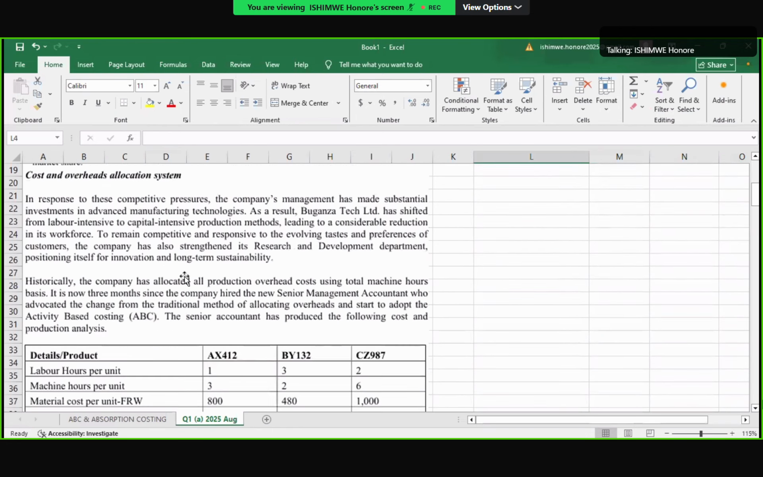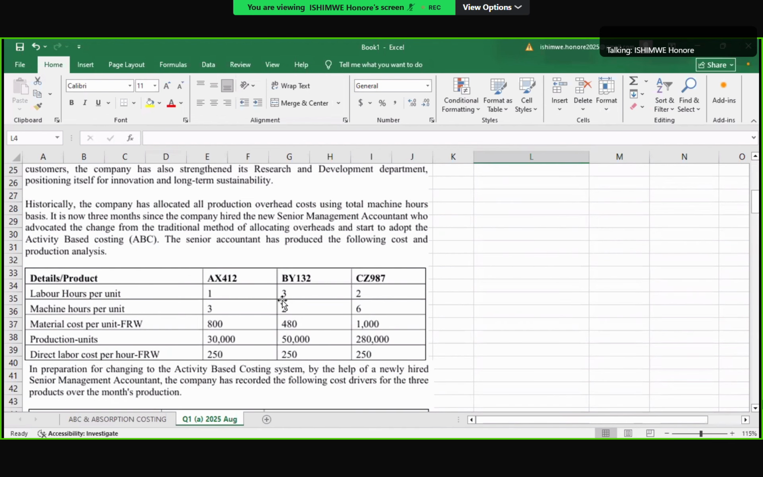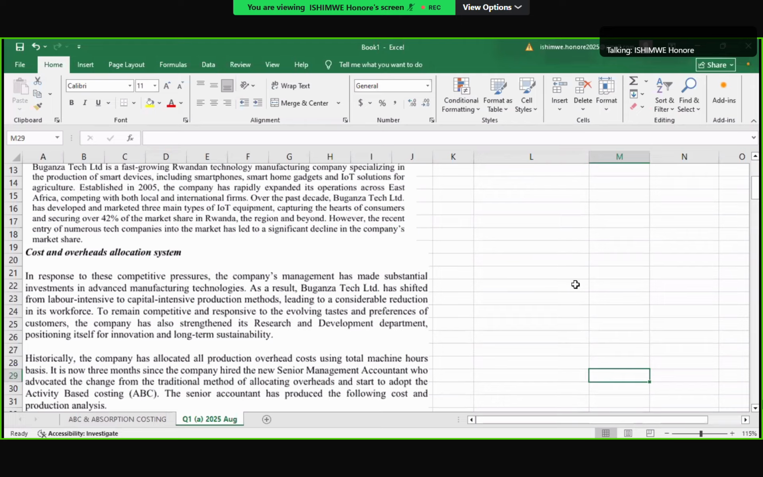So here in this question, they tell us labor hours per unit. This is not money. Machine hours per unit. It's okay. This is information. They say material cost per unit 800. You see, we have 800 and we have 480 and 1,000. It is per unit. Material cost means it is our direct material cost.